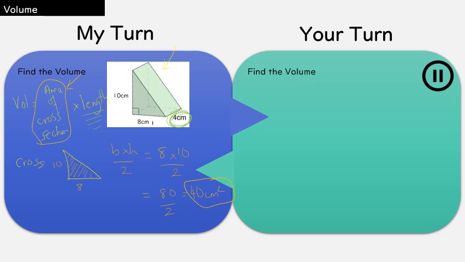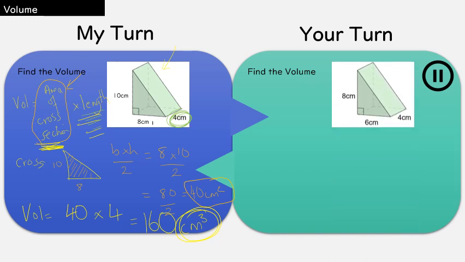So I can now put it all together. Volume equals area of the cross-section, which I found out is 40, times by the length, which I found out was 4, and my answer is 160 centimeters cubed. So notice the unit. When we have volume, we're going to have centimeters cubed or meters cubed.